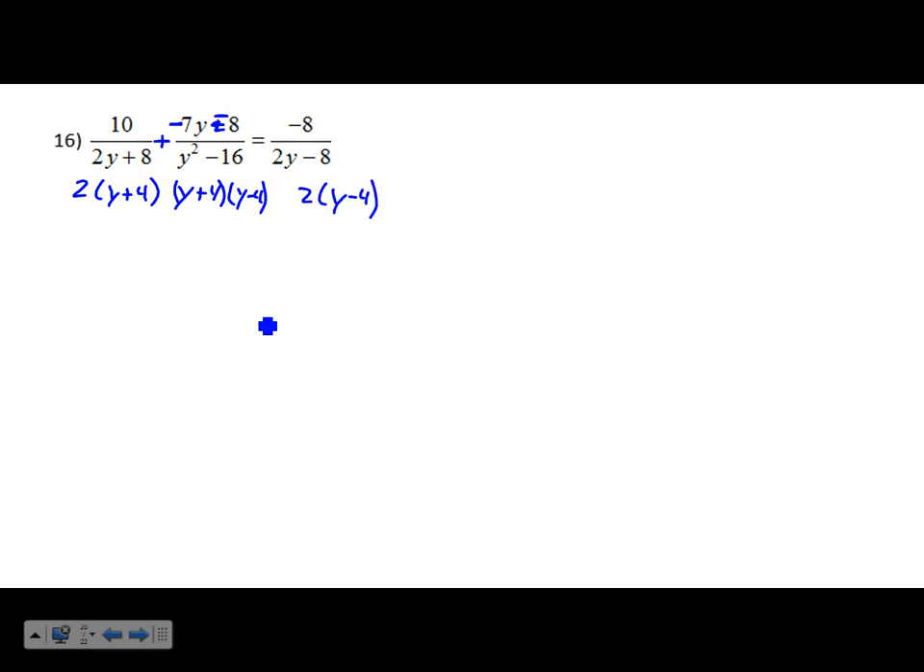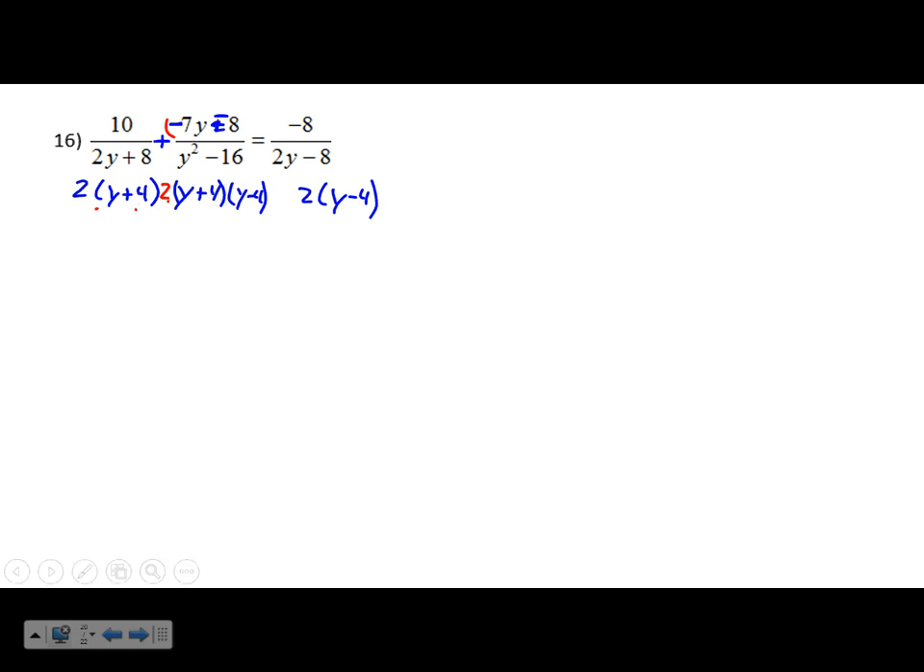So we need to get all these to be equal to each other. And so what do all of them need? Well, this one could use a y minus 4, so we'll multiply the top one by y minus 4. This one almost has everything, but it doesn't have the 2, so multiply the top and the bottom by 2.